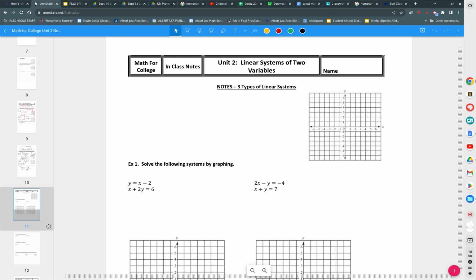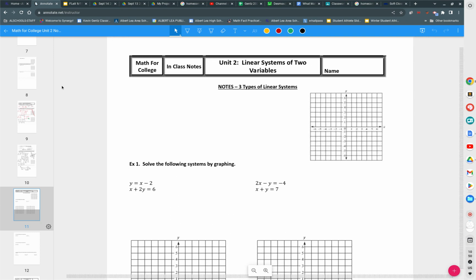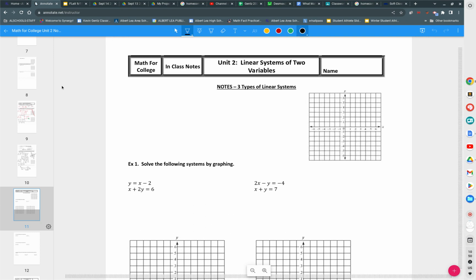I want to talk about systems of equations. A linear system is really just two or more equations that we could draw on a graph. And the solution happens to be the point of intersection. So in that case, we see the point of intersection being (4, 1).